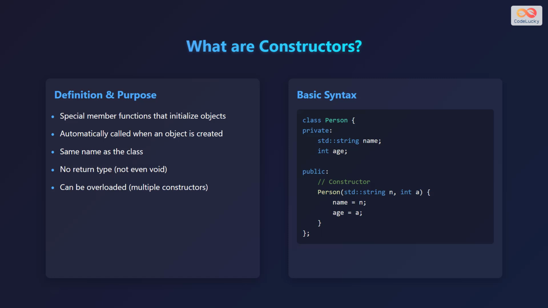Let us look at the basic syntax. We have a class called Person with private members name and age. The constructor Person takes a string n and int a as the parameters and assigns them to the name and age respectively.